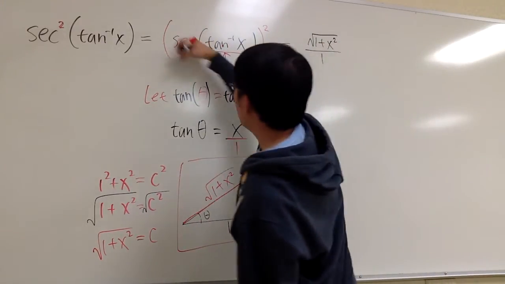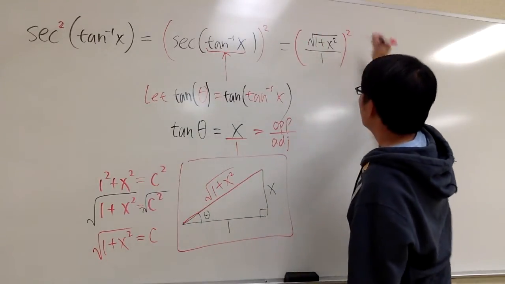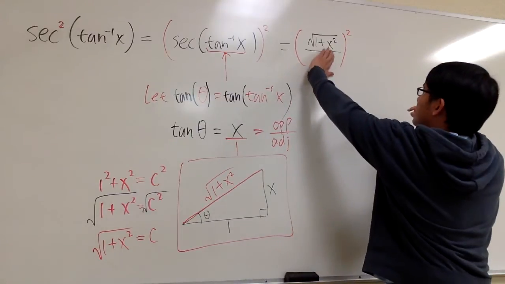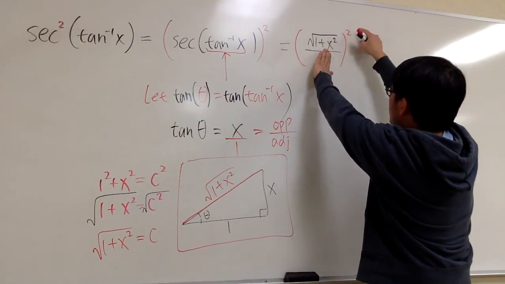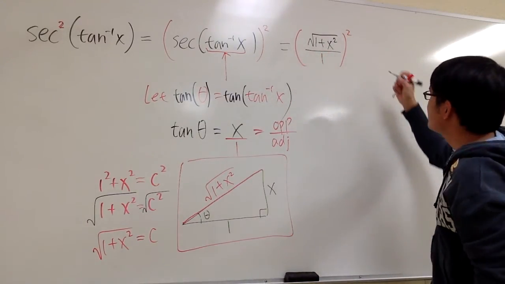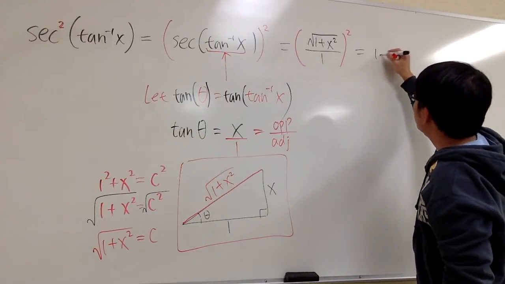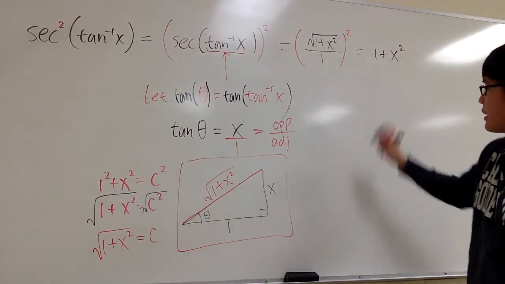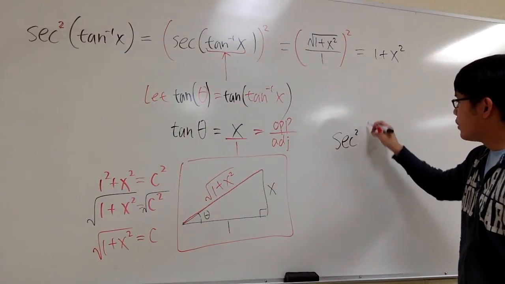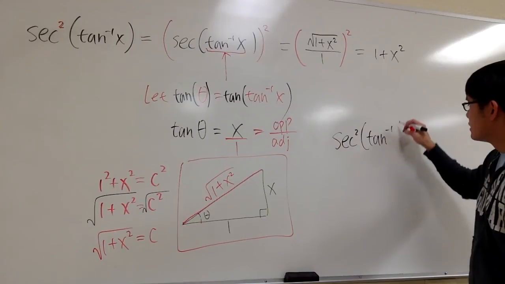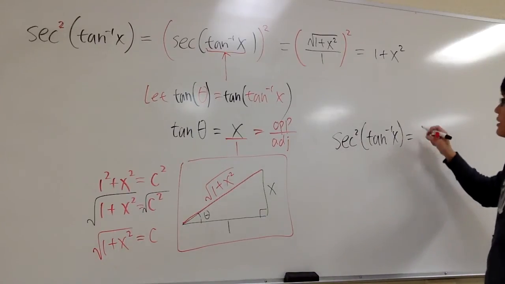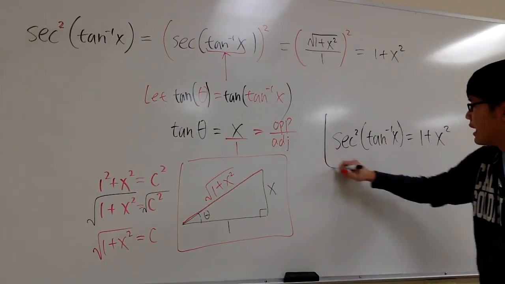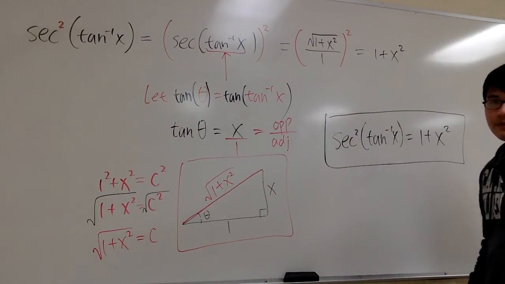And don't forget, we still have that big parentheses, and we still have to square that. The over 1 never matters, but then the square root and the square cancel each other out. So therefore, we will just get 1 plus x squared. Let me do a quick recap. What we're saying is, secant squared of inverse tangent x is just 1 plus x squared as an algebraic expression. And this is how you do it.